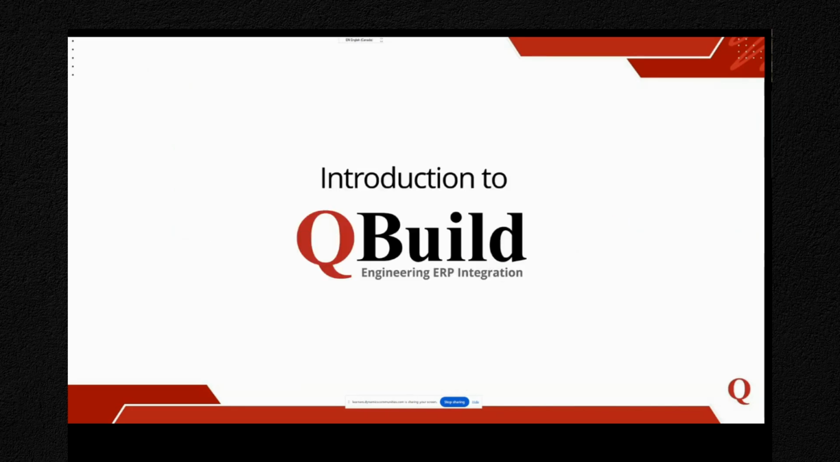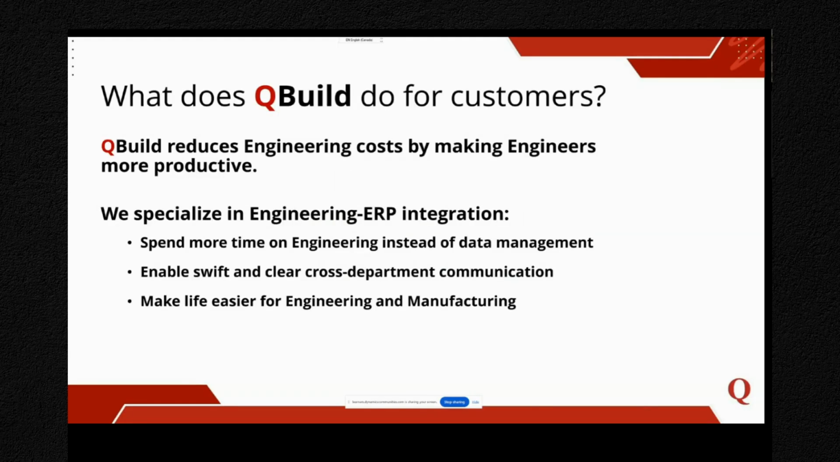So, a quick introduction on QBuild. What does QBuild do for customers? We want to take a look at how QBuild can help you. As I mentioned, we're closing that gap between the CAD, PDM, and PLM system and finance and operations. With that being said, we're reducing those engineering costs by making engineers more productive, right? The faster the data gets into F&O, the less time the engineers have to spend to get that data in. We specialize in that engineering to ERP integration, whether it's F&O, we also do Business Central as well, but we're going to focus on F&O today. And we want the engineers to spend more time on engineering instead of data management.